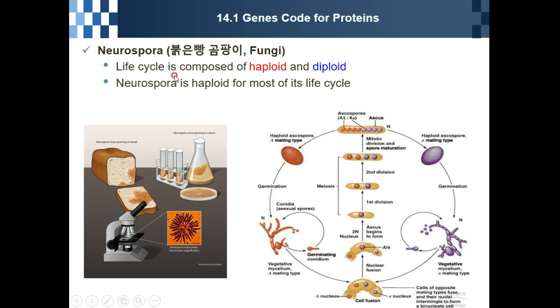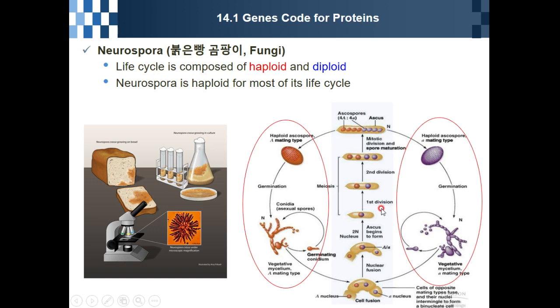Okay. So their life cycle is composed of the haploid. And after they fuse with each other, they are composed of the diploid. However, Neurospora is haploid for most of its life cycle. Okay, so this is a Neurospora. They have lots of spores inside, like this.